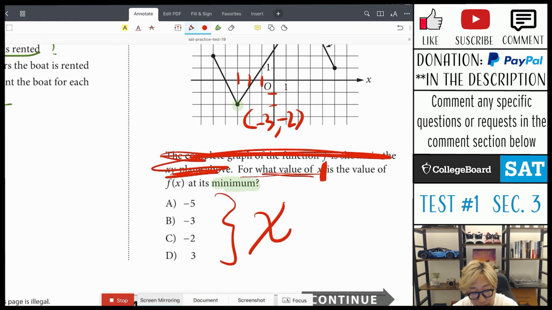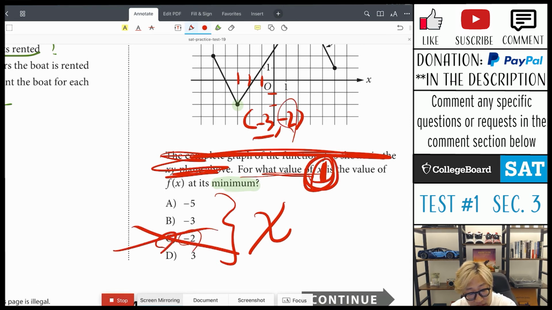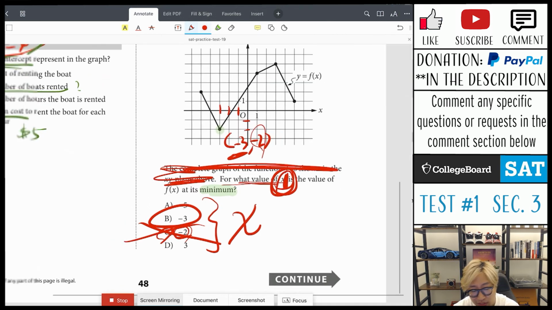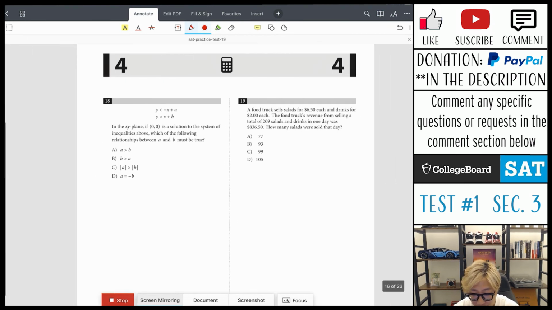Some people after I said that will still circle the C, but once again, that's your Y value. That's not it. They want your X value, which is -3. Don't fall for this College Board mistake. Do you think that -2 is there just because, just a coincidence? No. They do that on purpose. They want you to circle that. Don't do it.